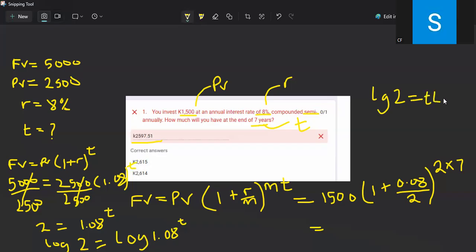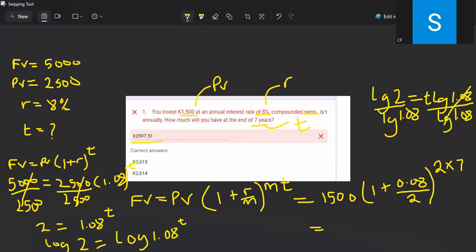1.08. Now can somebody tell me how do you find the time? By dividing both sides by log 1.08, okay? That is the only way you could calculate this. Then the logs are there on the calculator. Just punch log 2 over log 1.08 to give you the time factor.